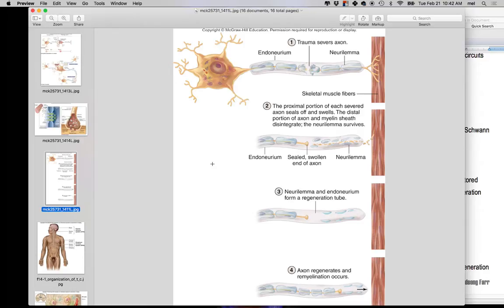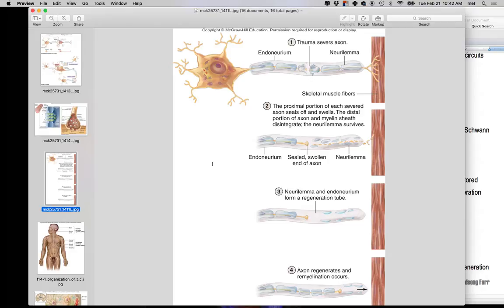And so I want you to imagine that this is skeletal muscle. And remember, if you damage innervation to skeletal muscle, it's like a teenager. It doesn't do a damn thing unless you tell it exactly what to do, right? So it's not doing anything at all right now, right? And now, what's going to happen is this regeneration tube is going to form.